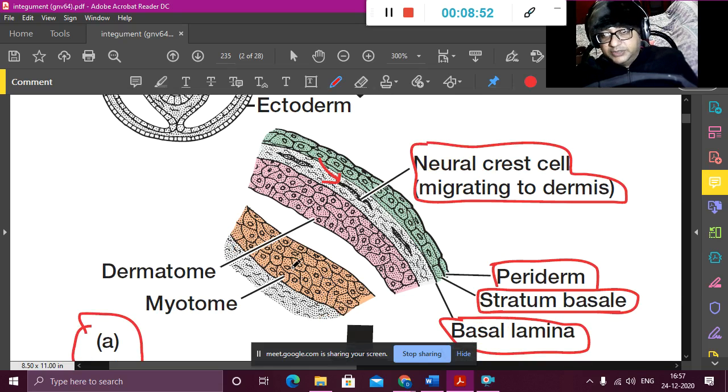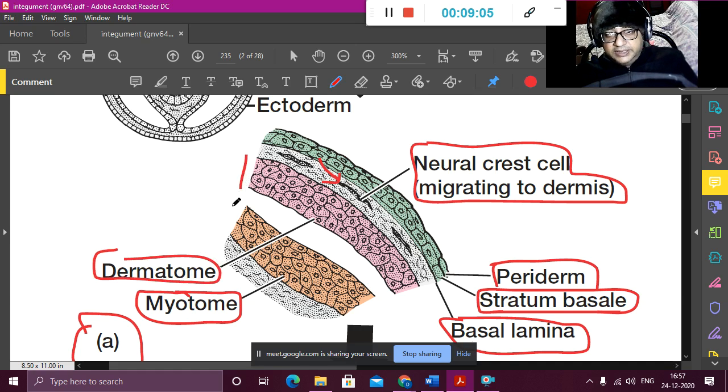Below that comes the myotome. These will form the muscle layers. And above that is the dermatome, which is mesodermal. This is mesoderm, this is mesoderm, this is ectoderm. And below this will be the endoderm. So between the two mesoderm is your coelom.